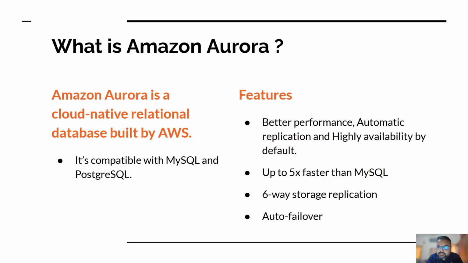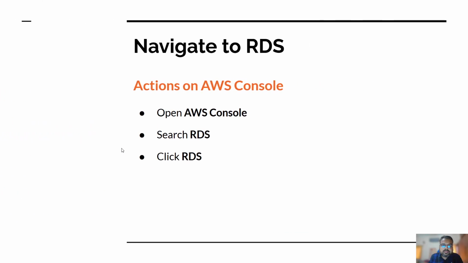Now for this project, we will be looking at Aurora MySQL, and we will try to create an Aurora cluster and interact with it. So now let's move to the Amazon Management Console. From the console search bar, we are going to search for RDS, the Relational Database Service, and then we will move forward with creating our Aurora cluster.